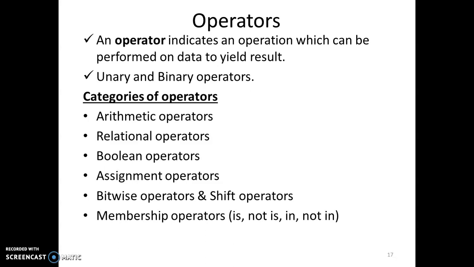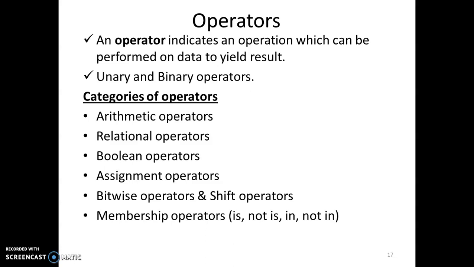Arithmetic operators are used to form and calculate arithmetic expressions. Relational operators are used to form and solve relational expressions. Boolean operators deal with joining certain conditions. Assignment operators are used to assign values. We can have simple assignment operators and compound assignment operators. Then bitwise operators, shift operators and membership operators are there. We'll discuss each of these categories in detail.